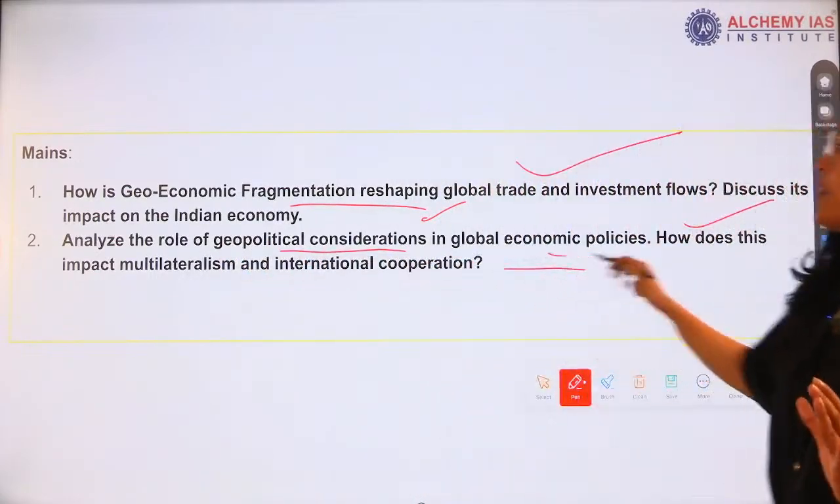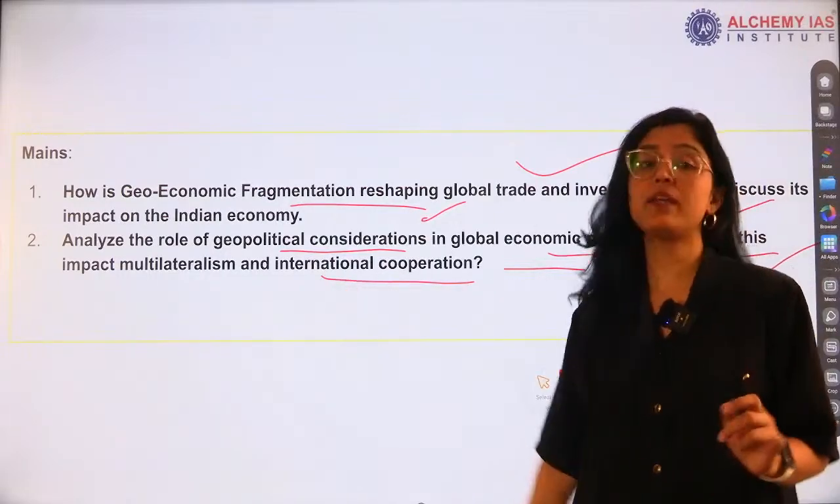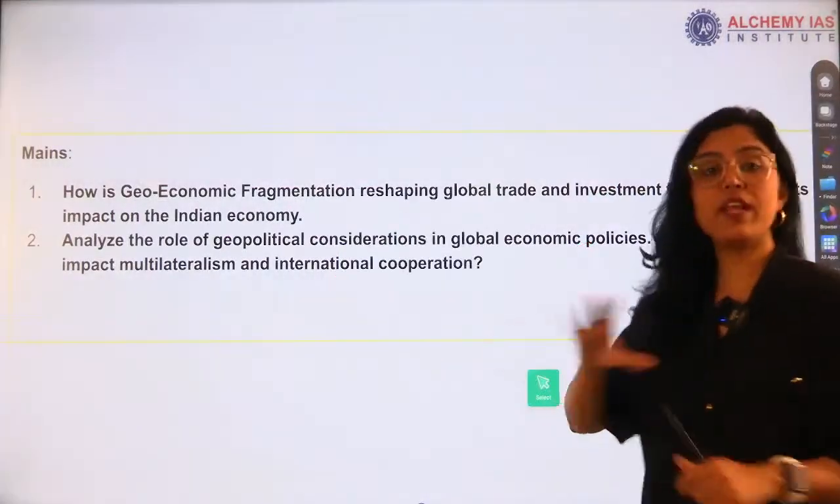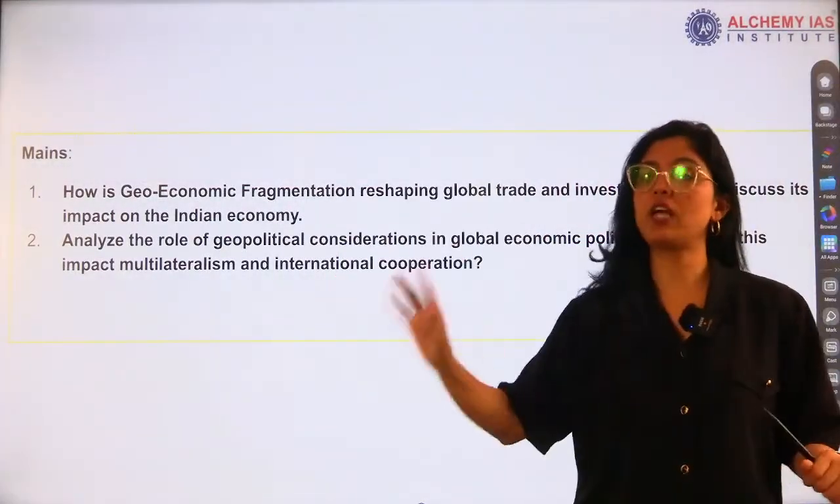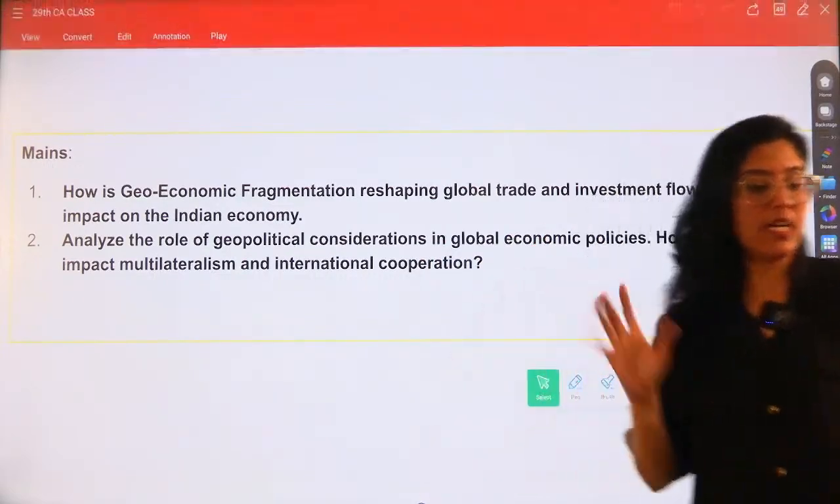Analyze the role of geopolitical consideration in global economic policies. How does this impact multilateralism and international cooperation? Very important question. Everyone should answer this question. Write the answer in 150 or 200 words and submit it.